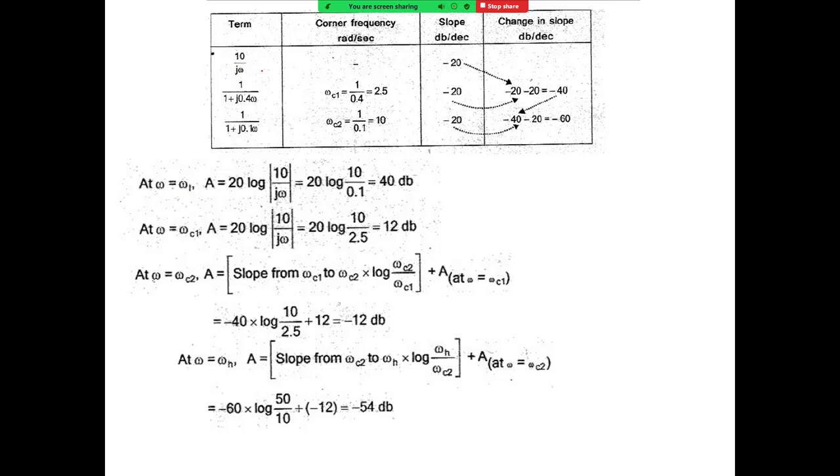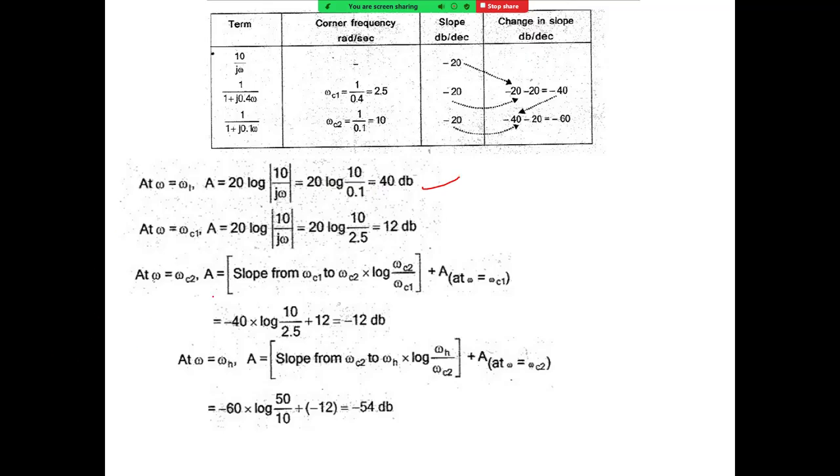So we can convert into logarithmics. So that is 20 log of how much it is? 10 by j omega. So magnitude expression is 20 log 10 by j omega. Now what is the value of omega L? Omega L is 0.1, right? So that is 20 log of 10 by 0.1. So 0.1 means 1 by 10. So that is 100, 10 square. 10 square means you can write 40 into log 10. So how much you will get? 40 decibels.